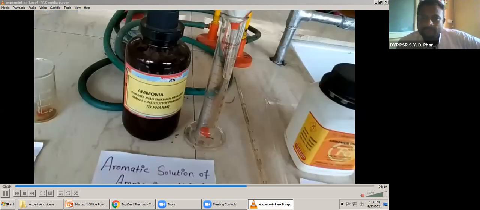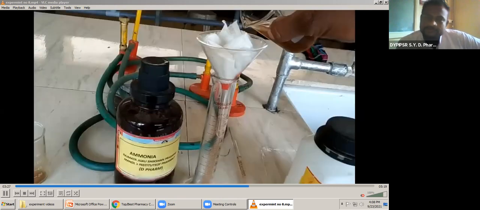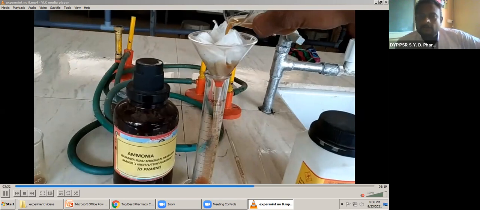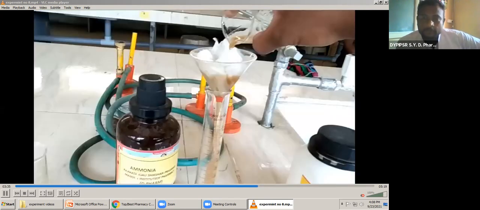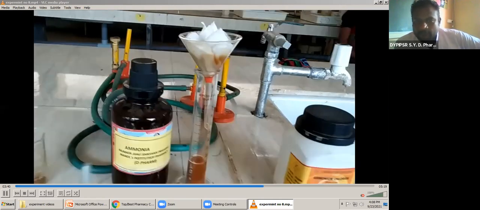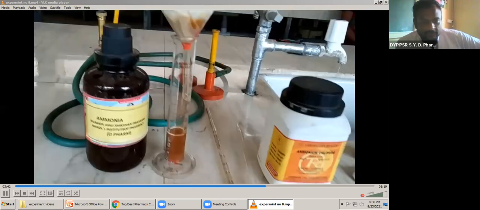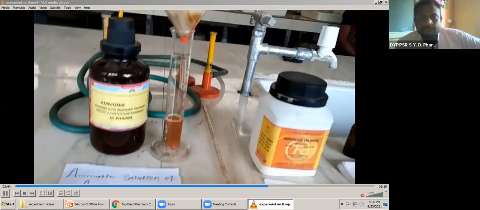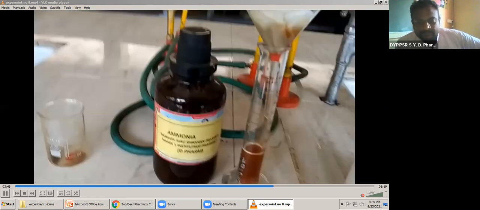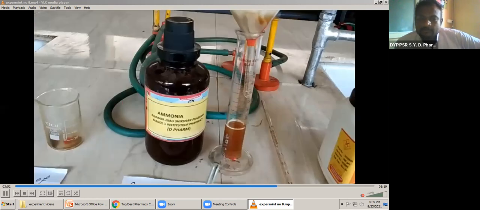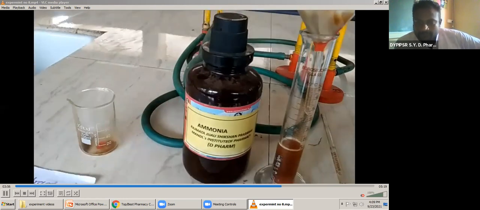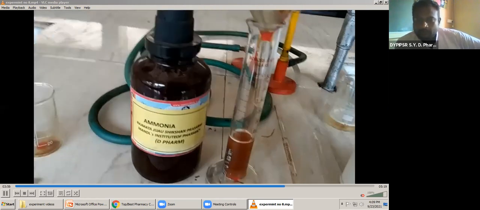Okay, so the next step is filtration. Filtration is a very important step in this particular experiment. Whatever foreign particles or any visible particles are present, we have to remove with the help of the filtration process. As we can see here, we are using muslin cloth for the process of filtration. Then we are going to filter this formulation into the measuring cylinder. As you can see here, the quantity of solution we got, I think we got around 25 ml.